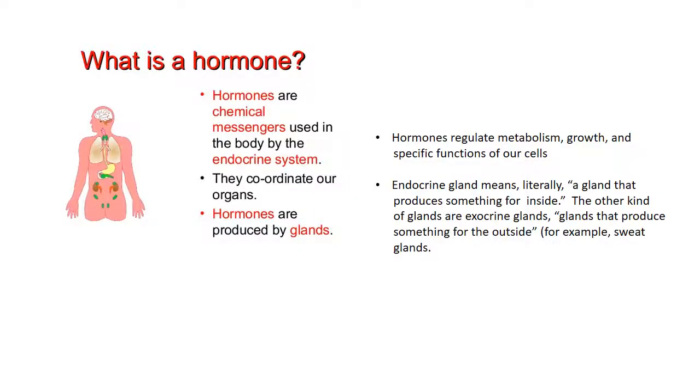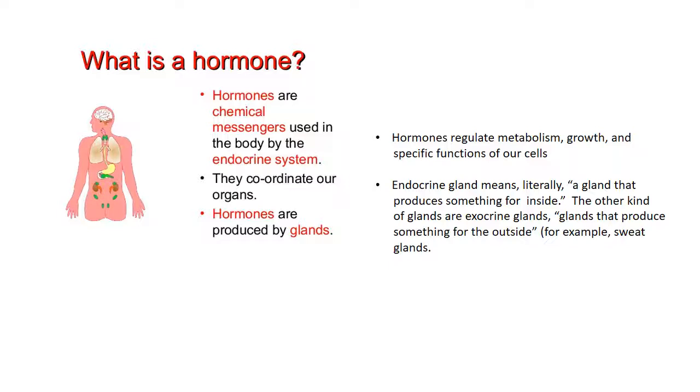Now, what is a hormone? We say endocrine glands are organs of the endocrine system, and they produce hormones. Hormones are chemical messengers. They are actually chemicals, molecules, which are produced by the endocrine glands. It says here they are used in the body by the endocrine system. They coordinate our organs. I would say better, look at this text box, it says hormones regulate metabolism, growth, and specific functions of our cells.